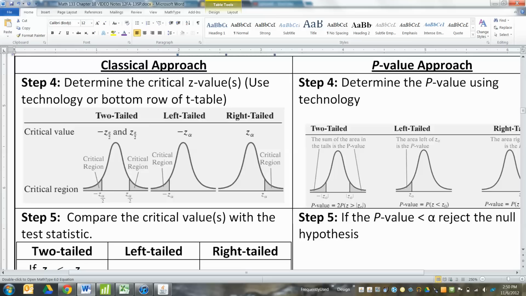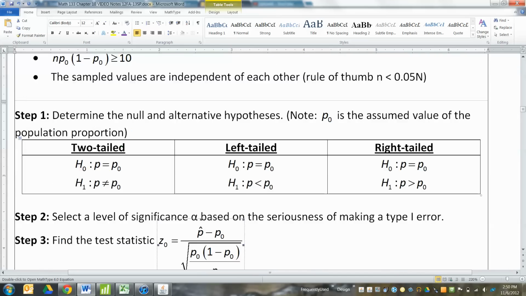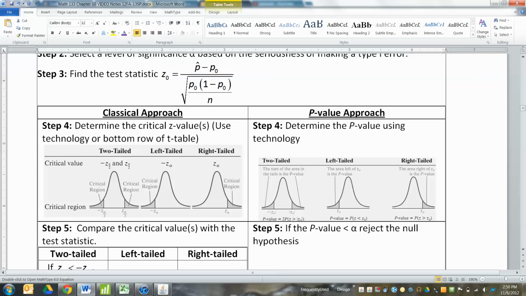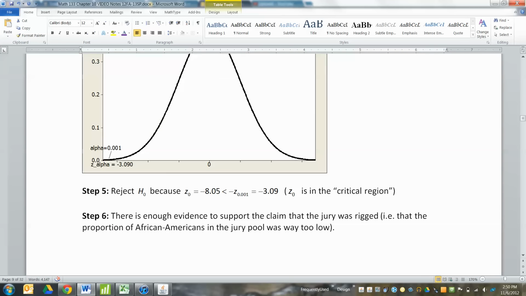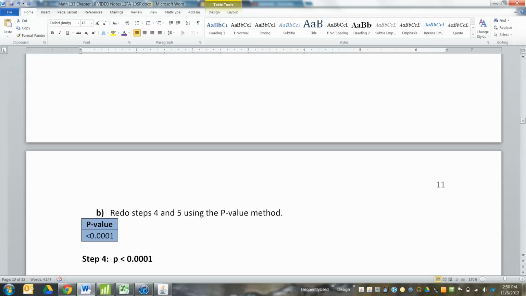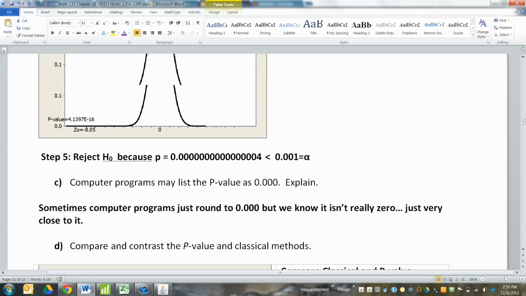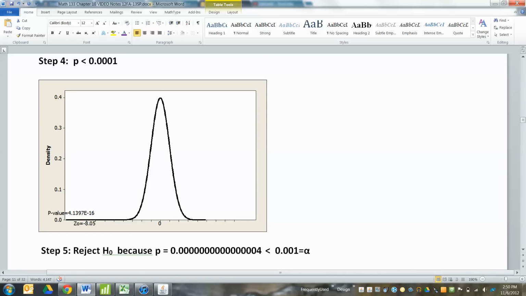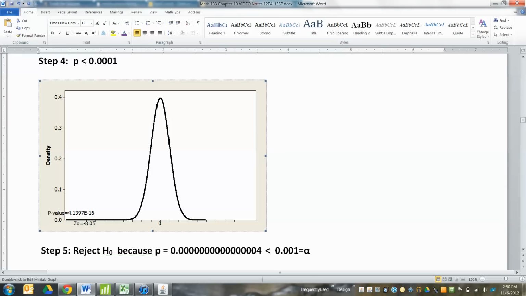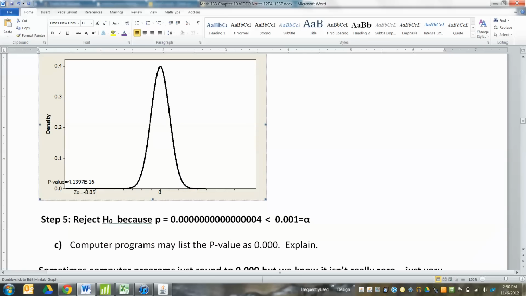So we draw a curve. We put our z0 down. Now, for us, our z0 is so low, it's off the screen, right? So that was the regular one. This was the classical one. But down here, it was negative 8.05. Think about that. That's 8 standard errors away from the mean. It's really far. So you've got to draw a curve that goes to 8 standard deviations. And the area in that little bitty tail, according to Minitab, is 4.139 e negative 16. Which is really, really small. As a matter of fact, I wrote it out with all the zeros. Because it's 15 zeros and then a 4.